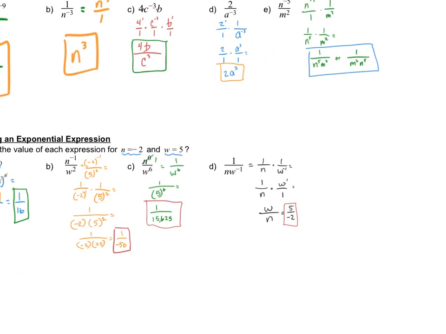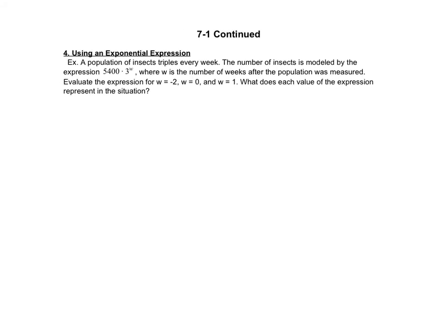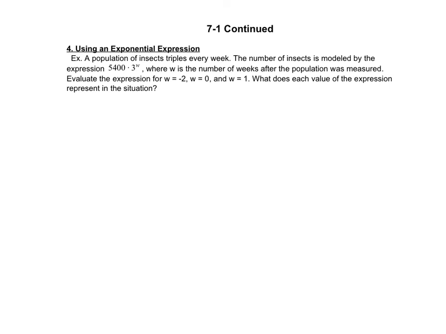Okay? So did my substitution, and moving on to the next, let's see here. Using an exponential expression. So it reads, a population of insects triples every week. The number of insects is modeled by this expression. And it says where W is the number of weeks after the population was measured, evaluate the expression for W is -2, W is 0, and W is 1. What does each value of the expression represent in the situation?